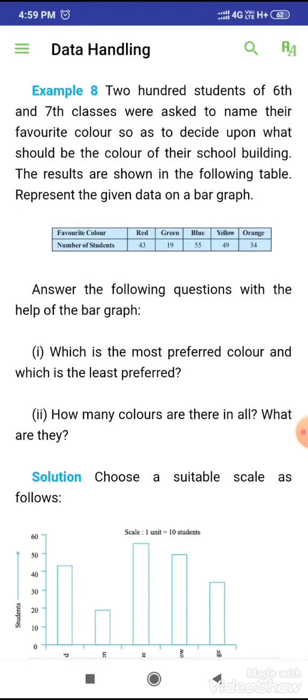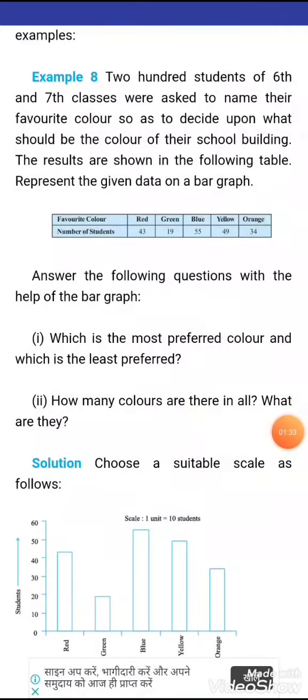So students, here is our table given with this question, in which the first row shows the favorite color and the second row shows the number of students. As you can clearly see here, the maximum students like blue color, and it is 55 in number.